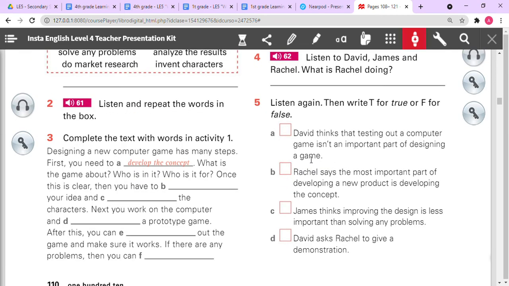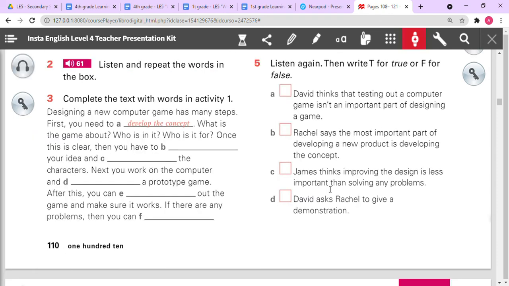What are those sentences? Letter A: David thinks that testing out a computer game isn't an important part of designing a game. True or false, according to the listening? According to what you listen to. Letter B: Rachel says the most important part of developing a new product is developing the concept. Letter C: James thinks improving the design is less important than solving any problems. Letter D: David asks Rachel to give a demonstration.